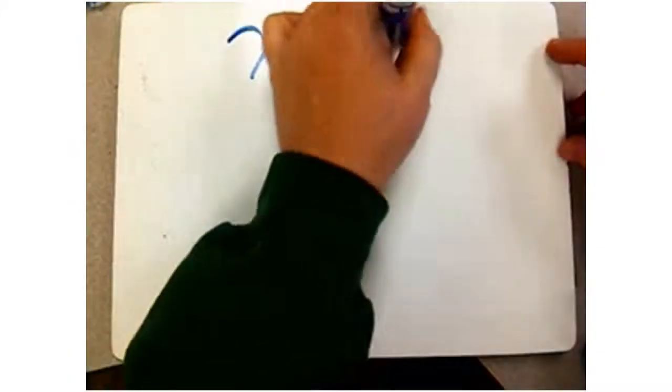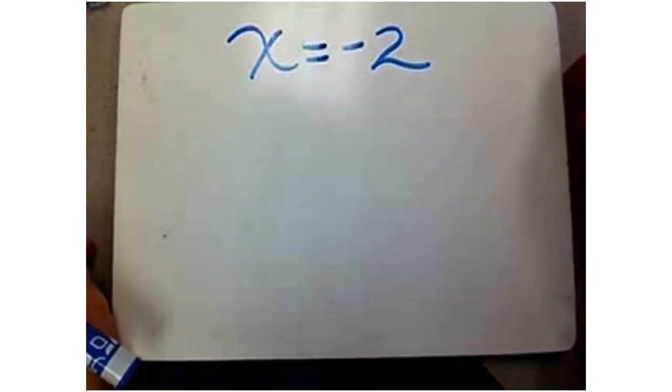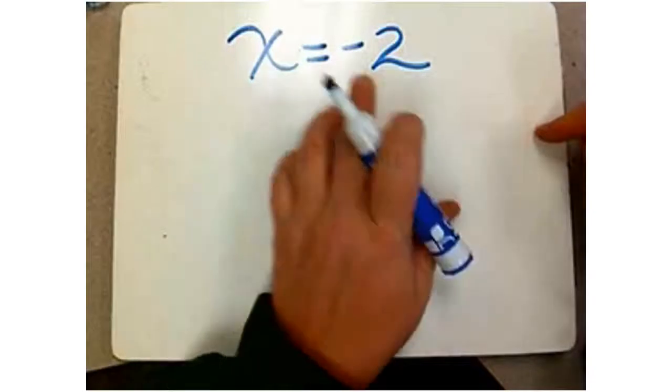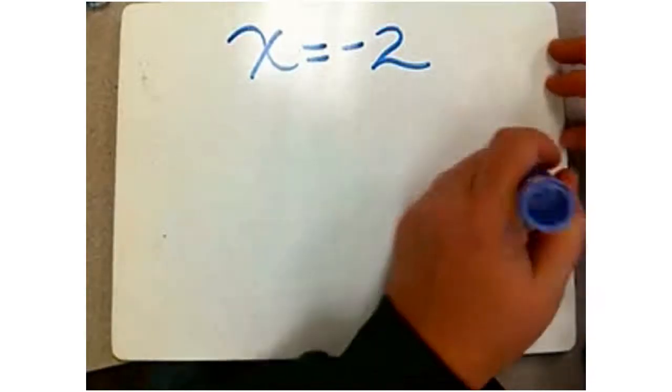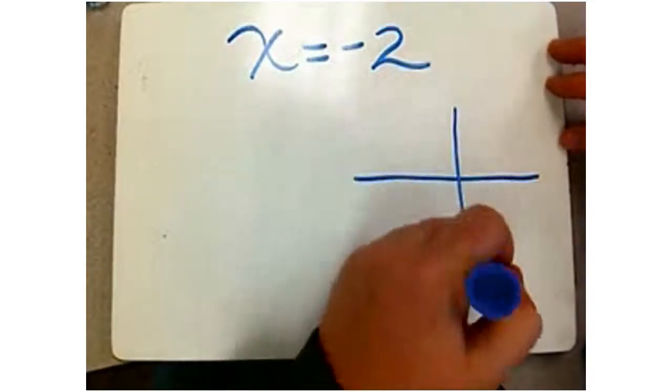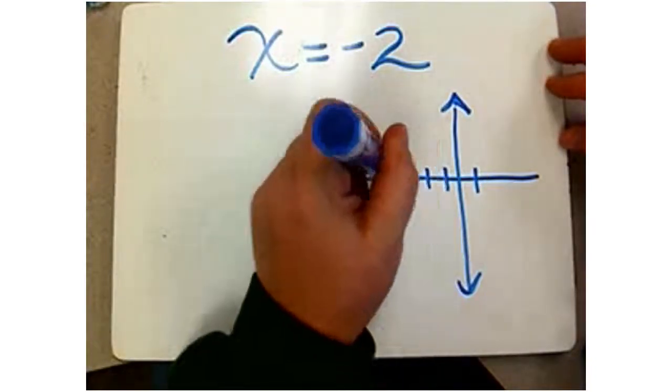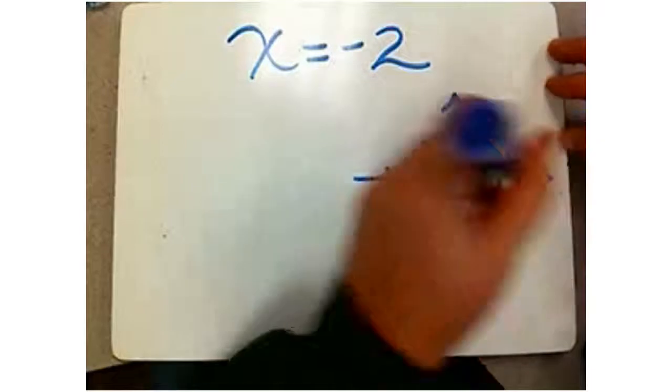Example number 3 says x equals -2. So you look at this and you go, oh, wait a minute. Can't put this in slope-intercept form because there's no y. Y doesn't exist. So this means that it's just x exists. And if you were to graph this, that would mean you graph a point at x equals -2.